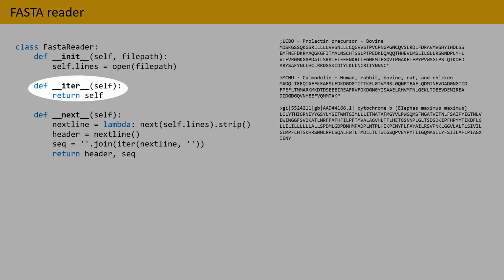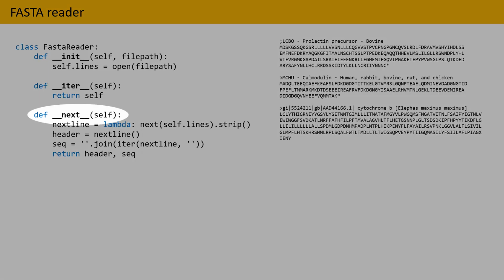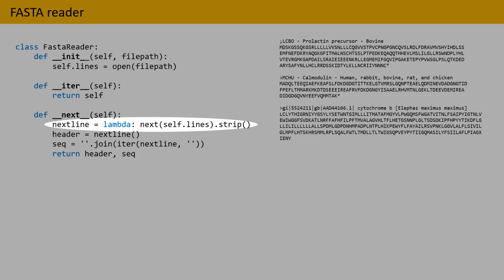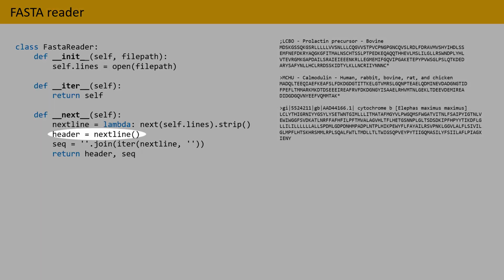As before, the __iter__ method simply returns the iterator class object itself. The __next__ method is more interesting. First, we implement a short lambda function to read a line from the file and strip all white spaces. We use it to read the header line first.